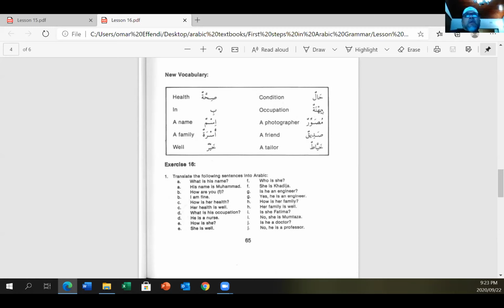مهنته, or مهنتي, my occupation. Photographer is مصور. You'll see, inshallah, as you go along, you'll decipher it yourself. You see the word صور. A صور is a photo, but the person taking a photo, you add a mim on.